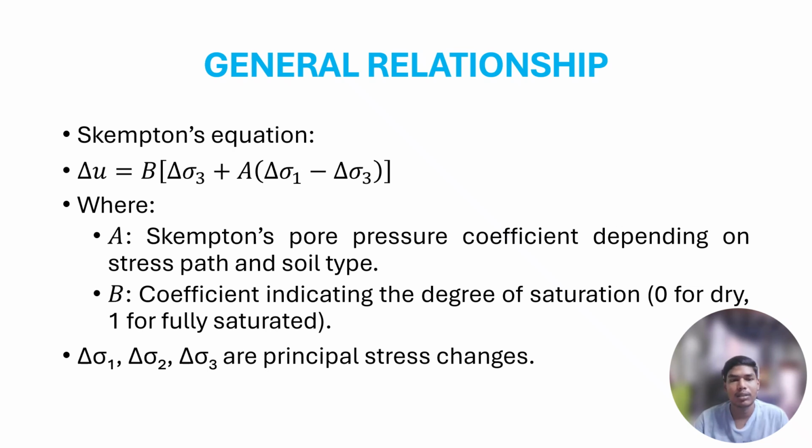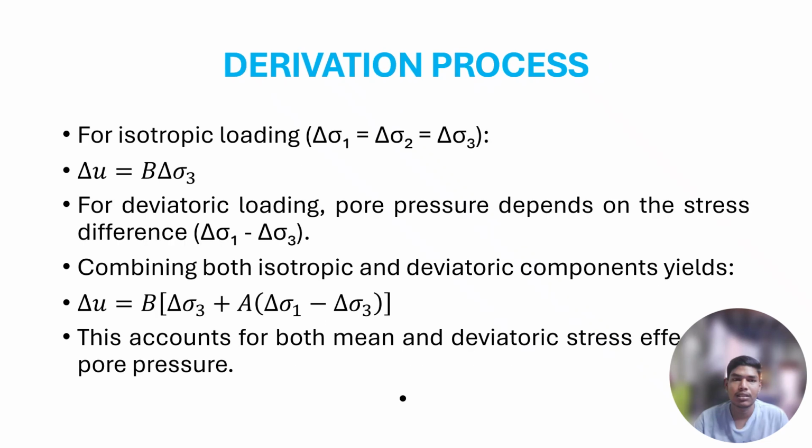Here delta sigma 1, delta sigma 2, delta sigma 3 are the principal stress changes. These are the changes of stresses, delta sigma 1, delta sigma 2, delta sigma 3. These are the parameters and abbreviations of this Skempton equation. For isotropic loading, delta sigma 1 is equal to delta sigma 2 is equal to delta sigma 3. We assume that the loading is equal on all sides acting on the soil. Delta U is equal to B delta sigma 3.